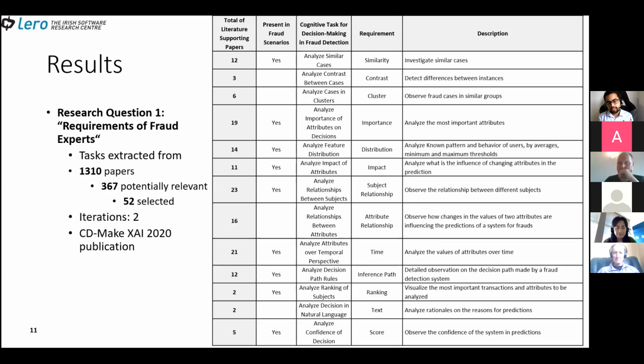So those tasks and the scenarios discovered through the implementation of the scenario-based method, they were published in the CDMake XAI conference this year.